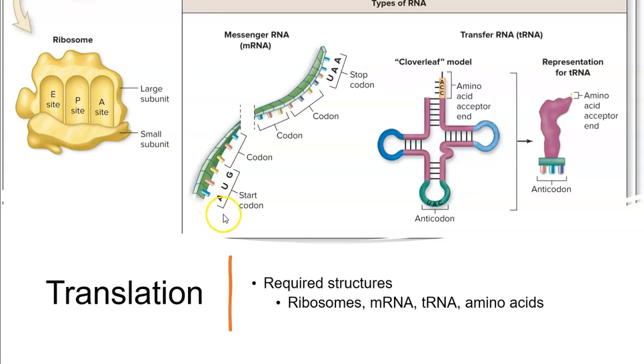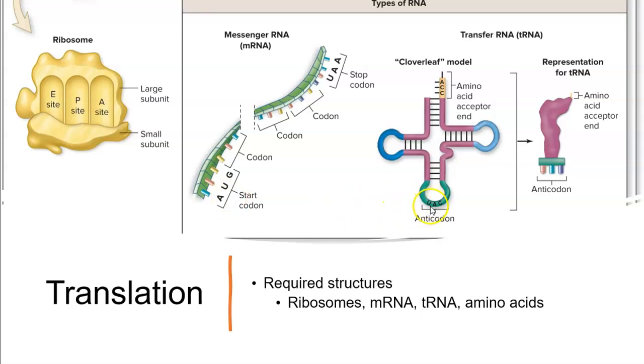Now remember, we said on the previous slide that the start codon is always going to be AUG because it codes for methionine. So what would complementary base pair with AUG? Think about it for a moment. What does A bind with? It's RNA, so A goes with U, U goes with A, G goes with C. So in order for our transfer RNA to pair with this, it would have to have a U, an A, and a C.